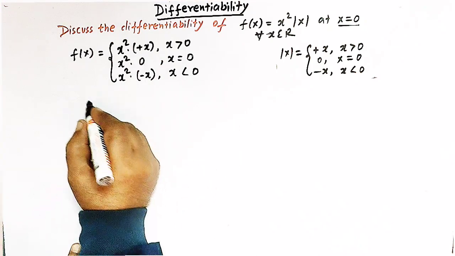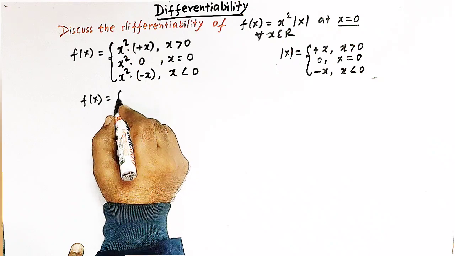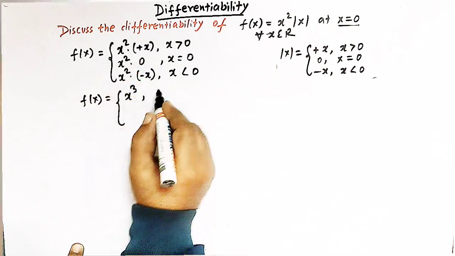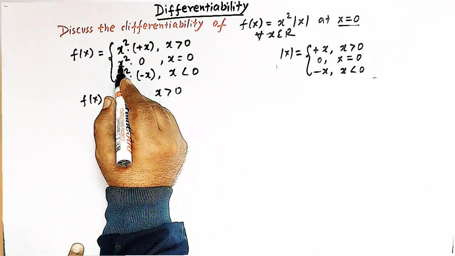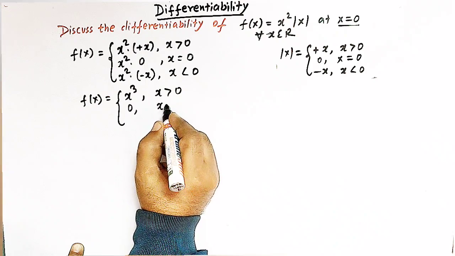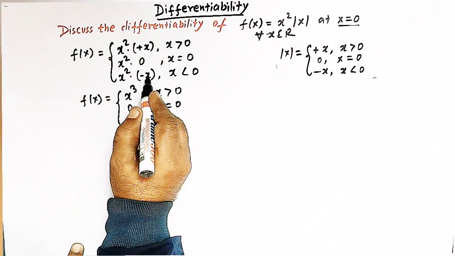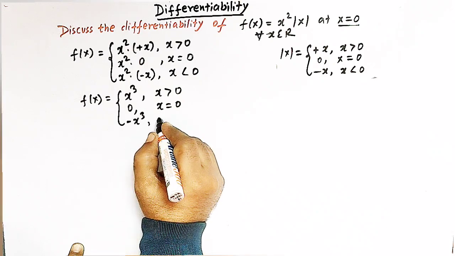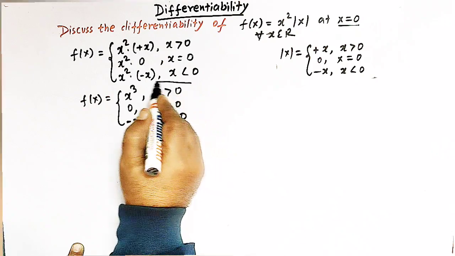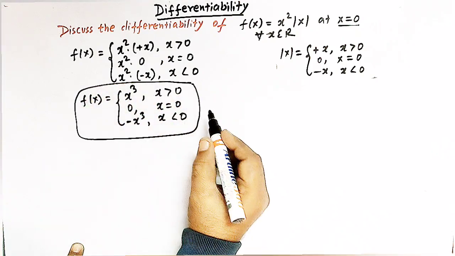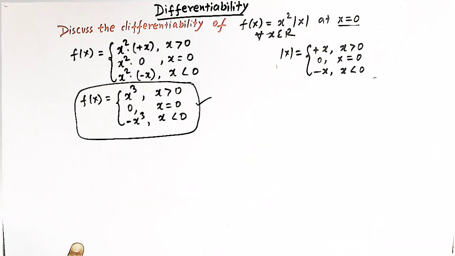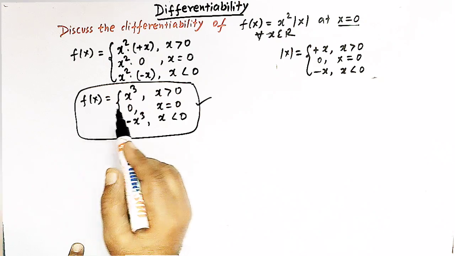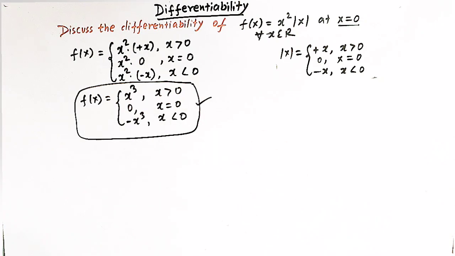So we can now rewrite this function as x square times x is x cube, that is x is greater than 0, and x square times 0 is 0 whenever x is equal to 0, and x square times negative x is negative x cube when x is less than 0. So now the form of the function is given by this expression, right? So here we'll use this form of the function in finding out the right hand derivative and the left hand derivative.